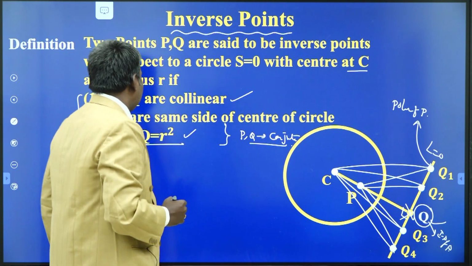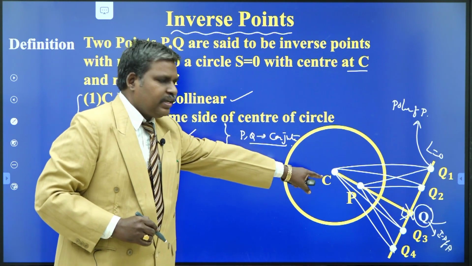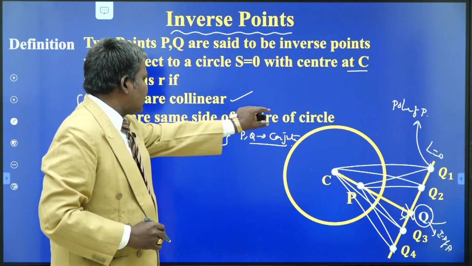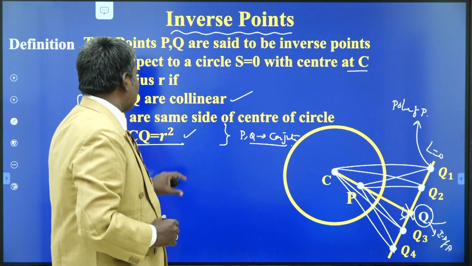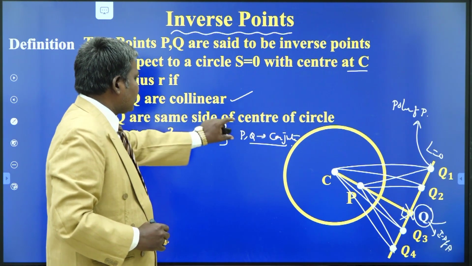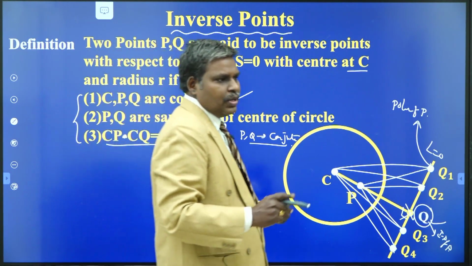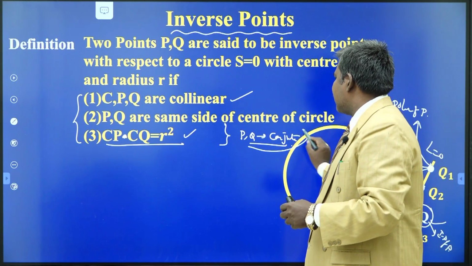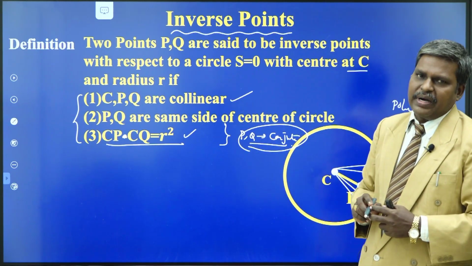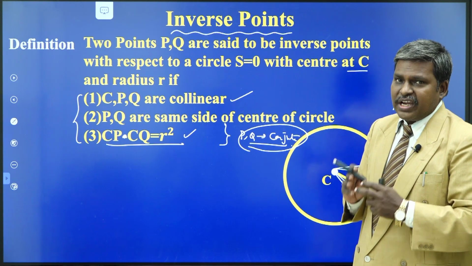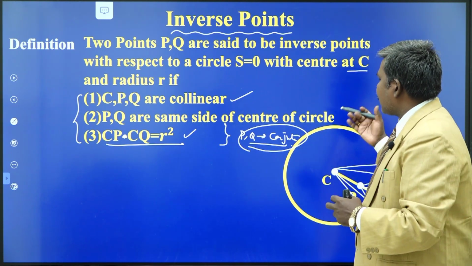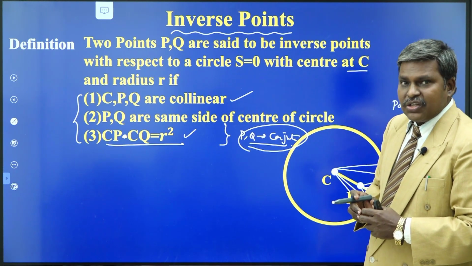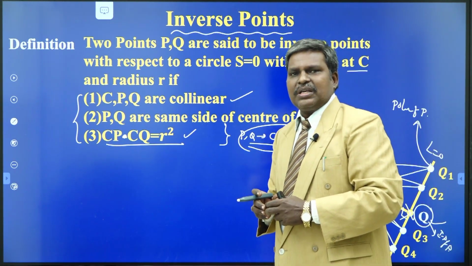Understand? Listen carefully. Collinearity is there. Already collinearity we discussed. Now these 2 mean P, Q are on the same side of the center of the circle, and CP into CQ equal to R square. This gives the condition that is S12 equal to 0. By clubbing the second and third conditions, we make another condition, that is P, Q are conjugate points. Conjugate points: if they are collinear with the center of the circle, then we say that they are inverse points. Conjugate with collinearity gives inverse.